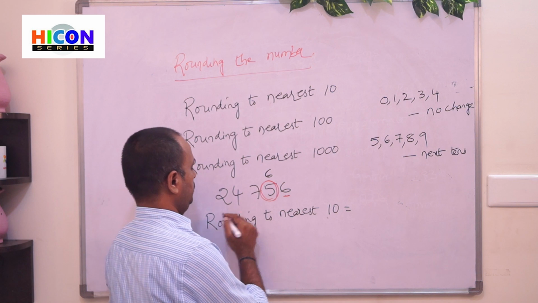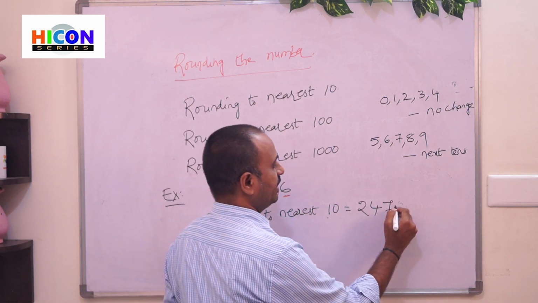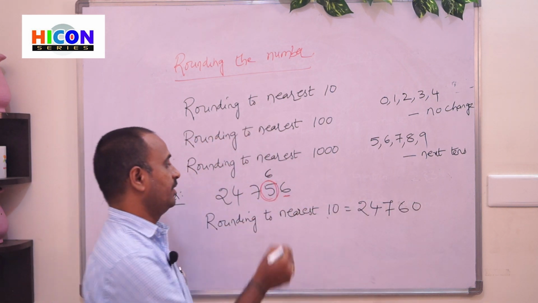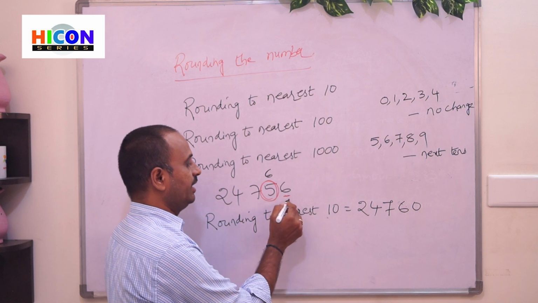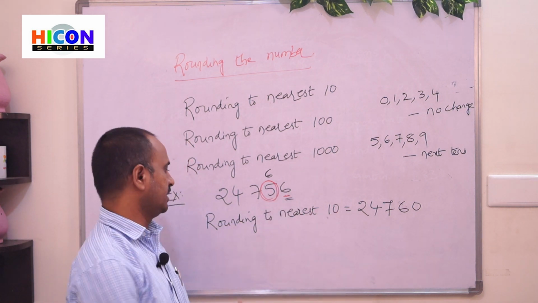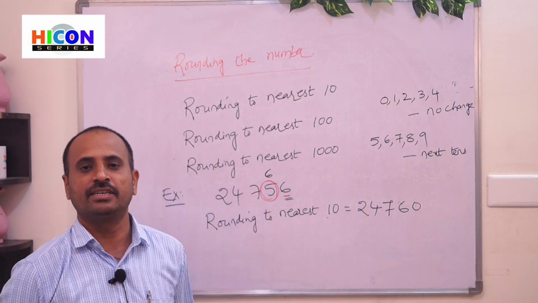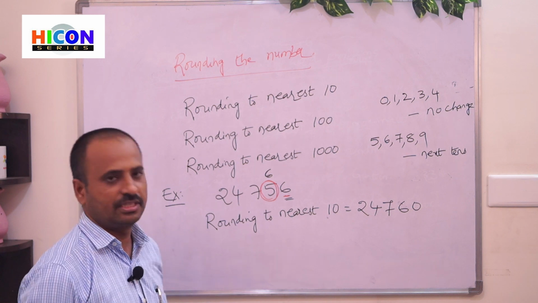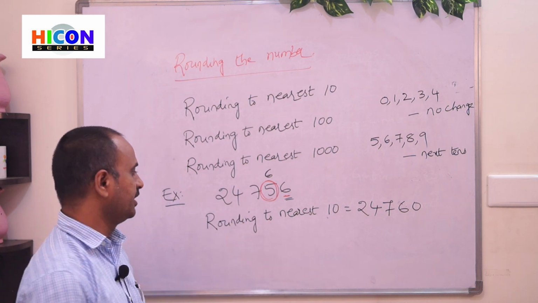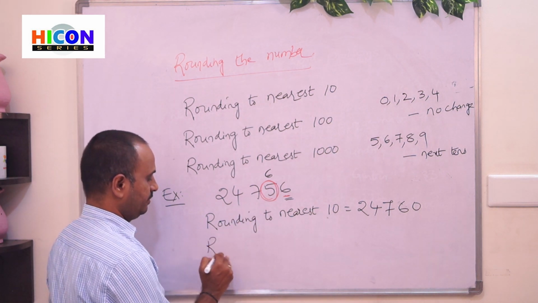So the number will become 24,760, and keep 0 for the remaining digits. There is 1 digit after the tens place, and keep 0 in that place. So this is the nearest number which is rounded to the nearest tens. Children, this is the way to round the given number to nearest tens. And let us see how to round this number to nearest hundreds.